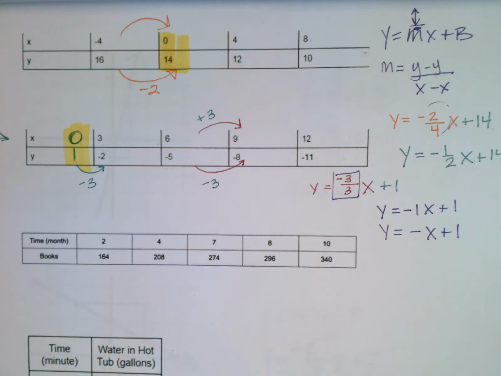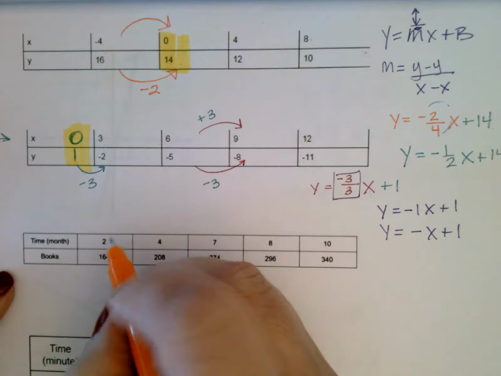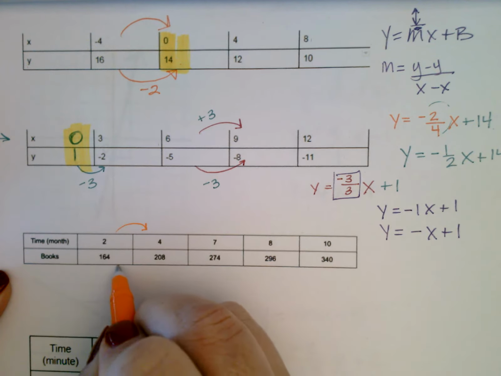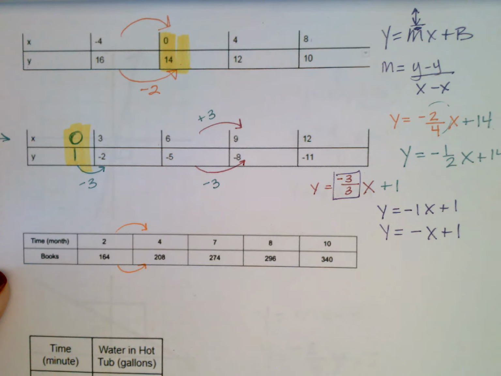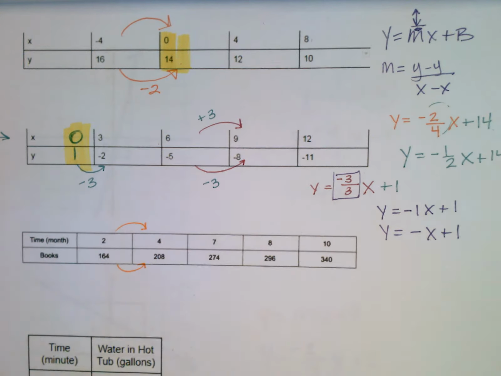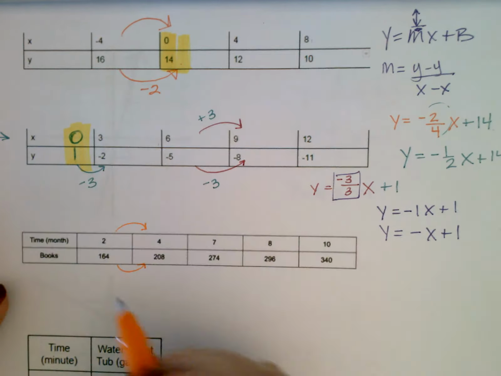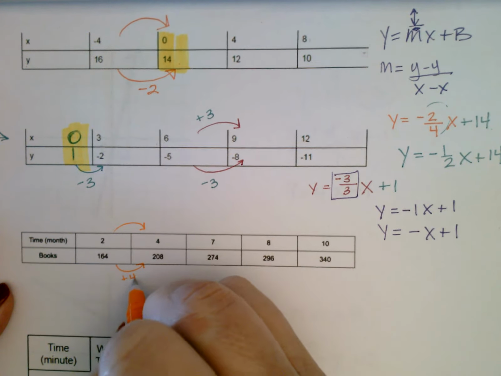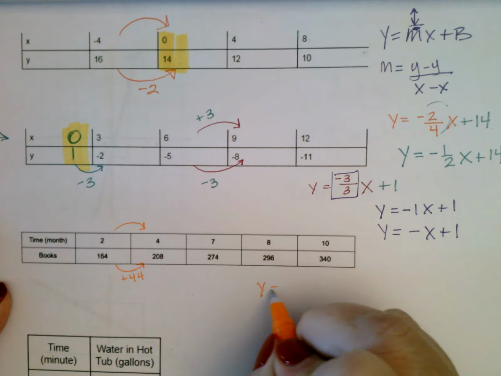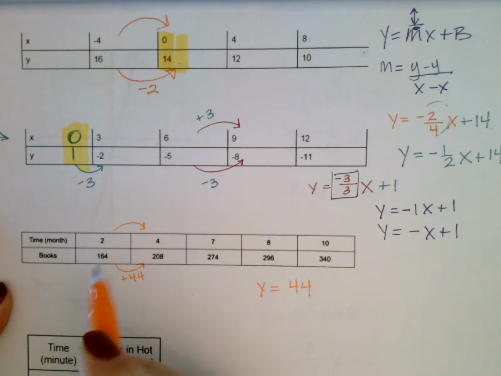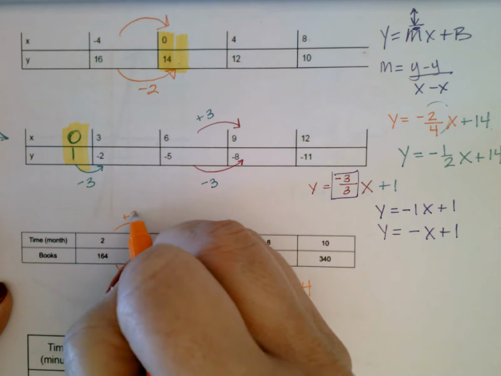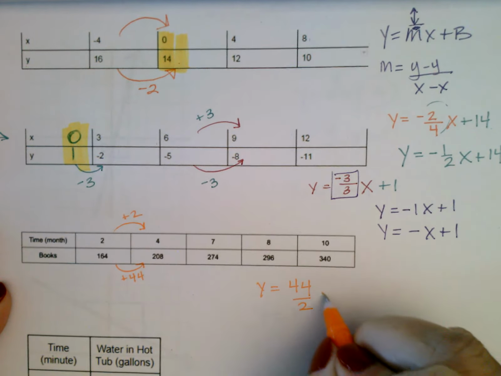The process is exactly the same when I give you a story. I'm going to pick the first two. It is the change in y. I'll admit I need to grab my calculator to make sure I do that right. And I get 44. This from here to here is plus a 44. Here to here is plus 2.